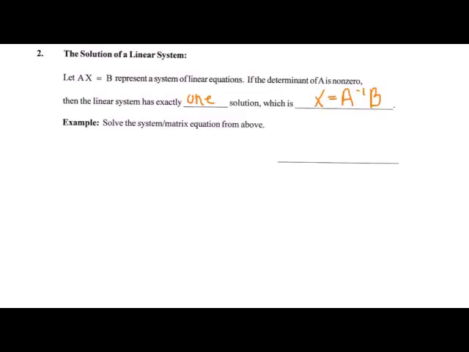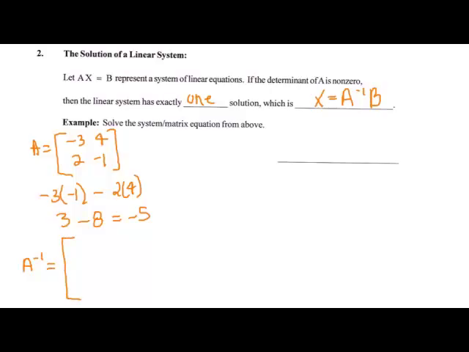So the first thing we need to do is find the inverse of matrix A. You remember matrix A is our coefficient matrix from above, which is -3, 4, 2, -1. So we first need to find the determinant. So we're going to multiply -3 times -1 minus 2 times 4. So we have a +3 minus 8, which is -5. So remember that is our denominator. So to find the inverse of A, we are going to put everything over -5. So -3 over -5, 4 over -5, 2 over -5, and -1 over -5.